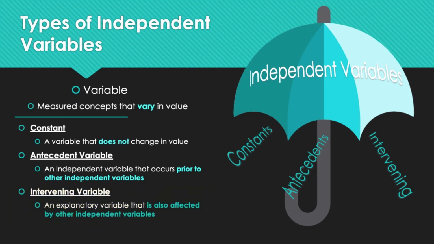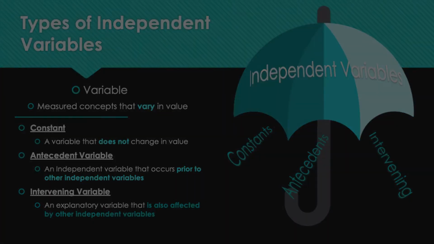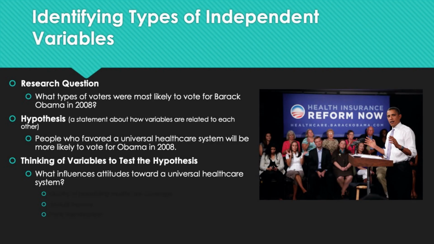So before I go on any further, let's break for a quick example and figure out what all of this actually means. Okay, so let's assume that we were interested in understanding why people voted for Barack Obama in 2008. So based upon the nature of the campaign and the political climate at the time, we know that universal health care was a huge policy agenda that Obama advocated for.